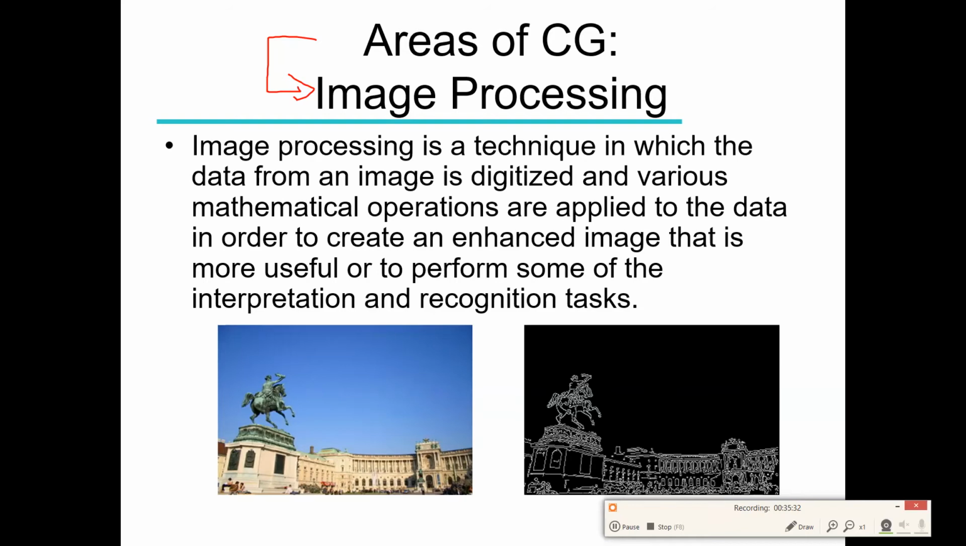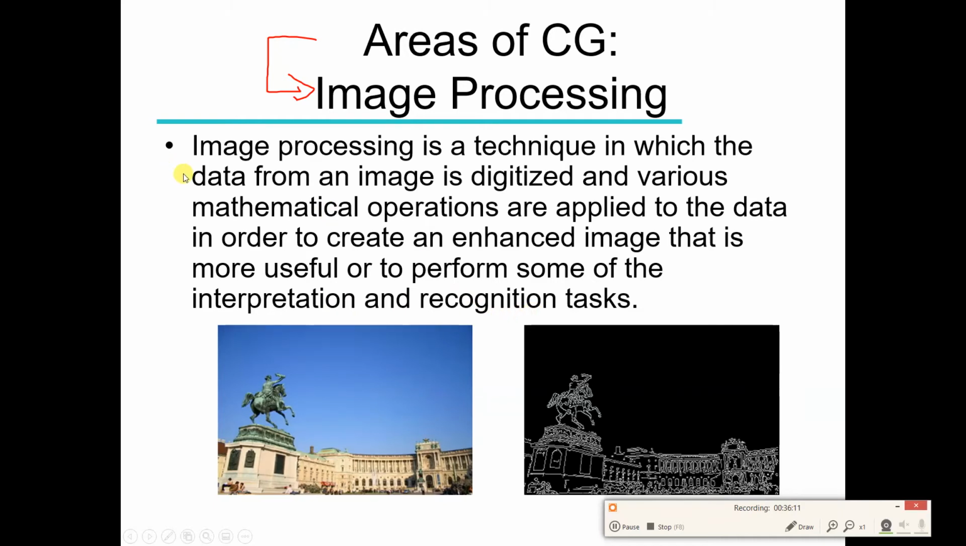But this is not enough. Just taking the picture from the camera and saving it as a PNG or JPG format, these are digital formats, but we might need some other operations on these images once they have been digitized, to get a better idea about the image and maybe to extract some knowledge from it. That's why we say that the image is digitized and various mathematical operations are applied on the digitized image, in order to create an enhanced image that is more useful to perform interpretation or recognition tasks.